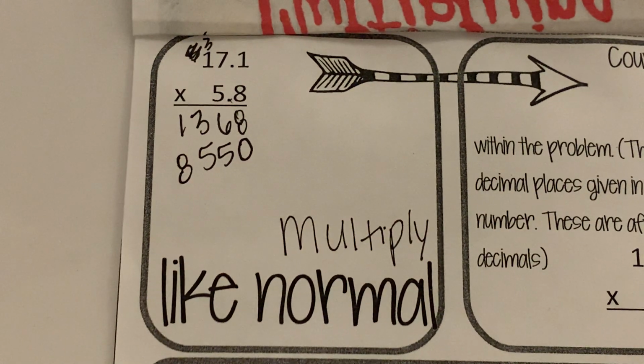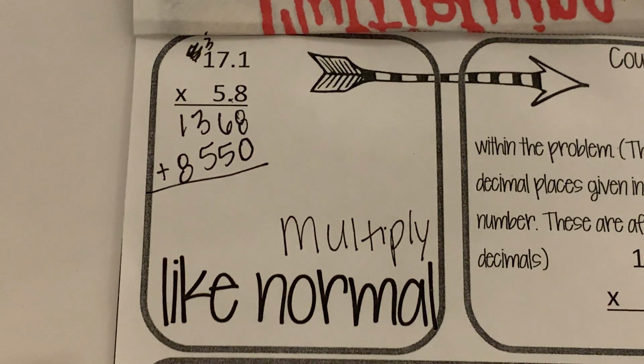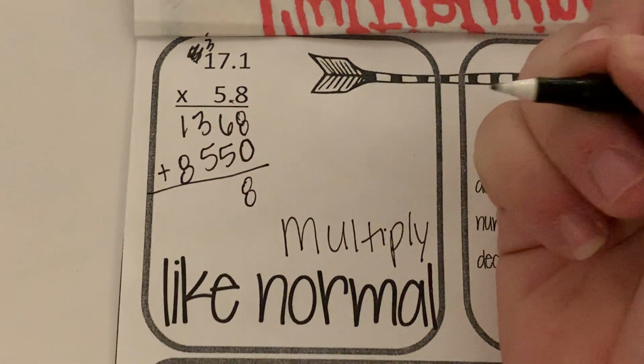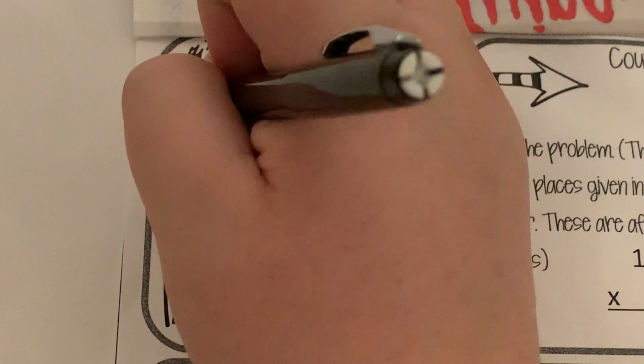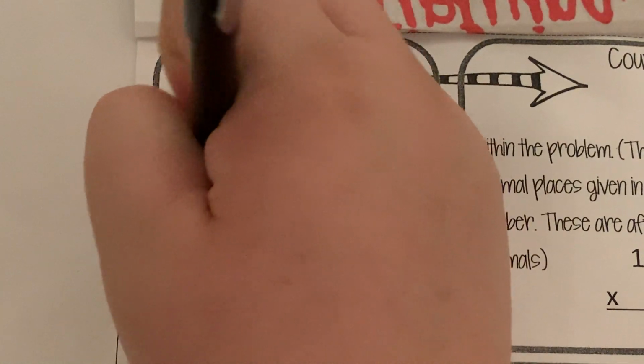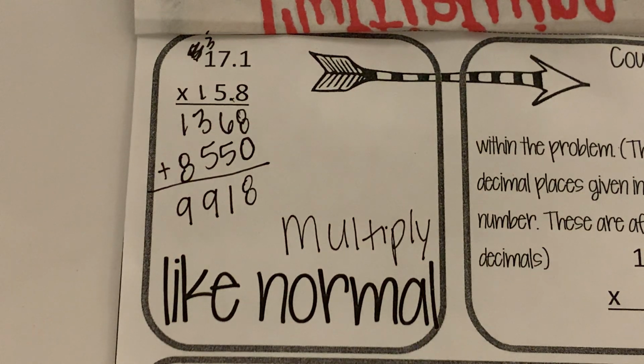Okay, so we multiplied like normal. Nope, now we gotta add them up. 8 plus 0. 6 and 5. 5 and 3. Plus 1 is. And 8 plus 1. So we multiplied like normal.